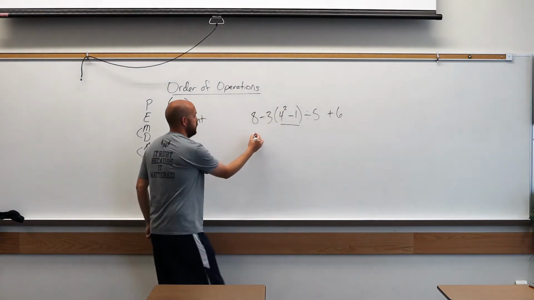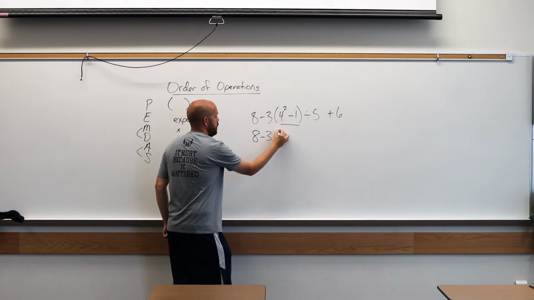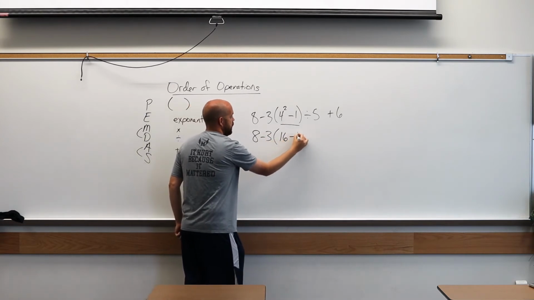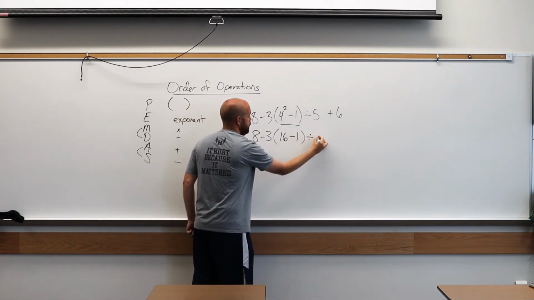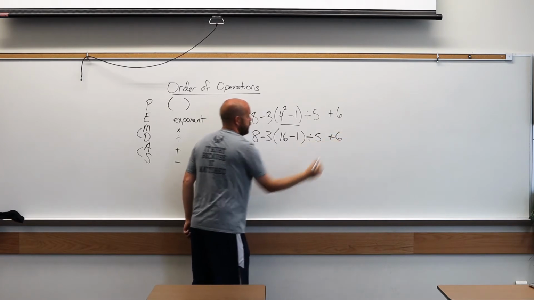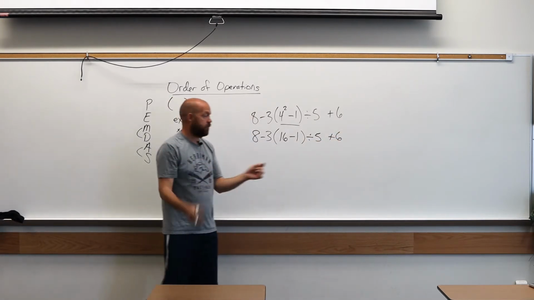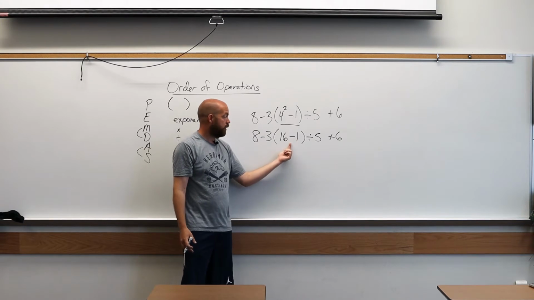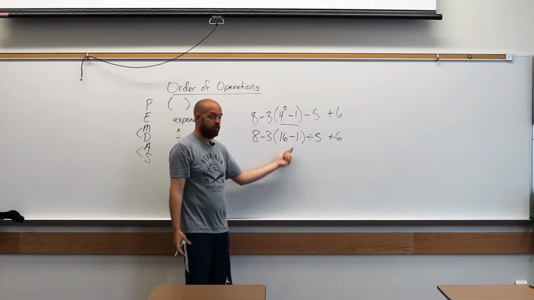So if I rewrote the whole entire thing, I would have 8 minus 3 parenthesis 16 minus 1 divided by 5 plus 6. So I'm still in the parenthesis. I still have another operation I need to do. So 16 minus 1 is 15.